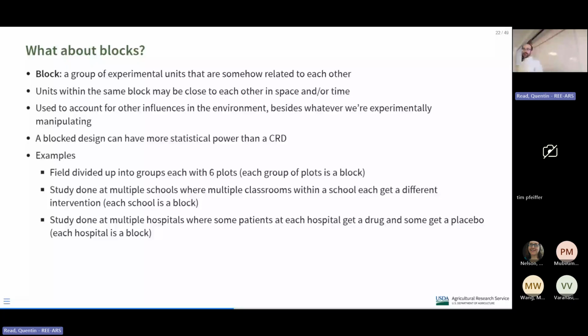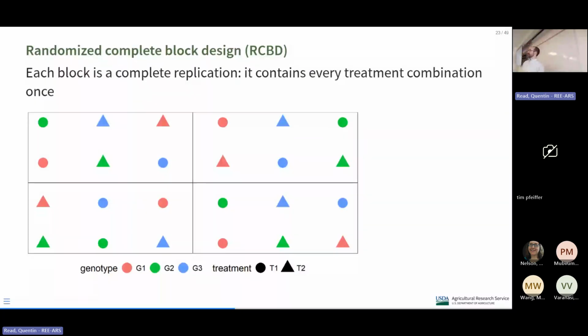So the most common type of block design that we see in ARS is a randomized complete block design. That's called RCBD.